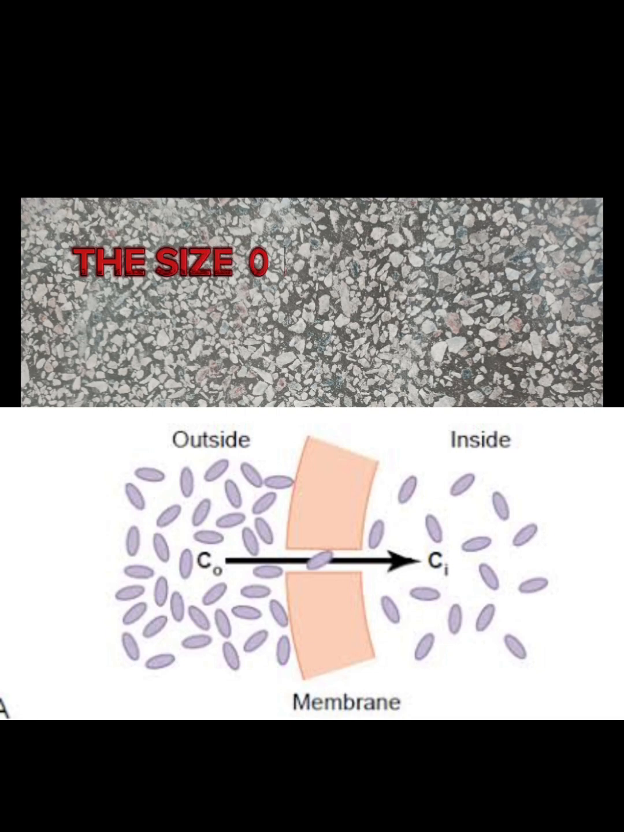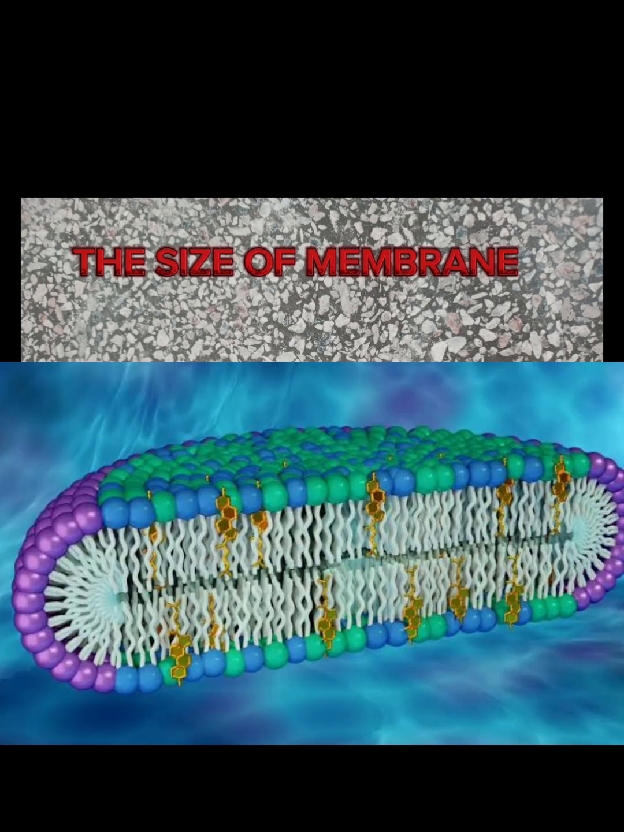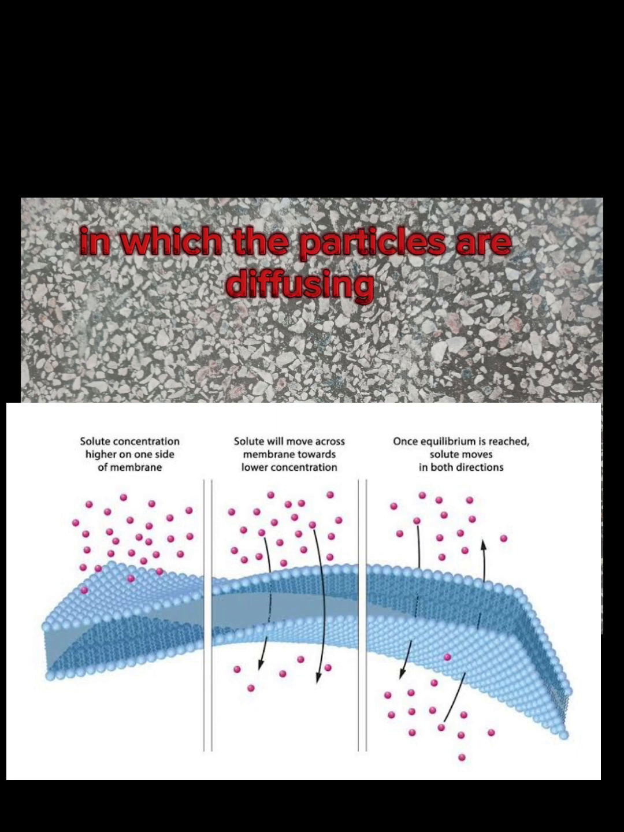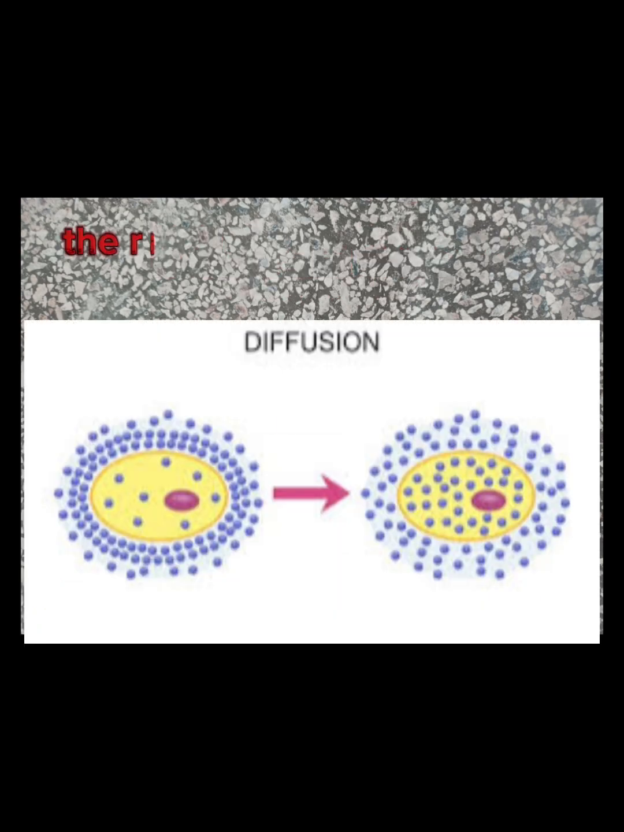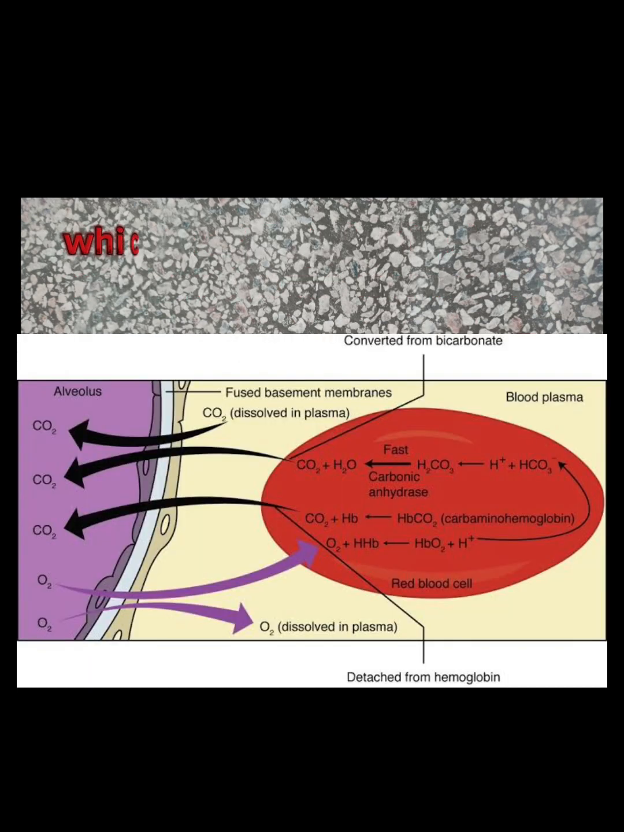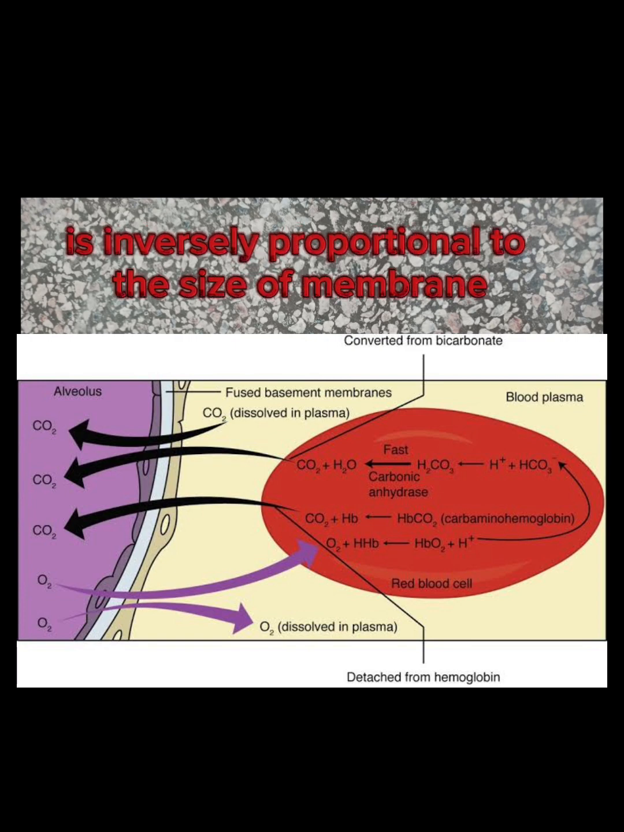Next, the size of membrane. When the size of membrane in which the particles are diffusing is large and thick, the rate of diffusion is slow compared to the membrane which is small and thin. This implies that the rate of diffusion is inversely proportional to the size of membrane.